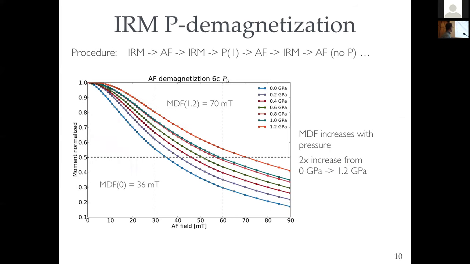If we then normalize this to the initial value, you can see that by pressure demagnetizing, we actually increase the median destructive field from 36 microtesla to about 70 microtesla by only 1.2 GPa. So we're really removing the lower coercivity components of the sample.